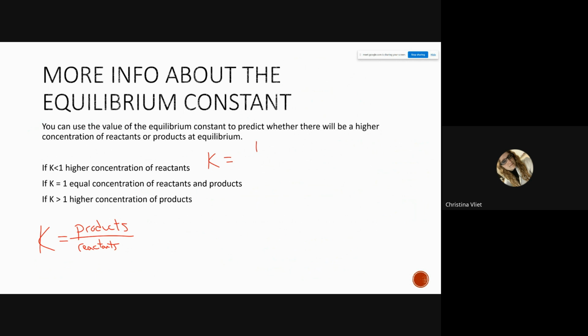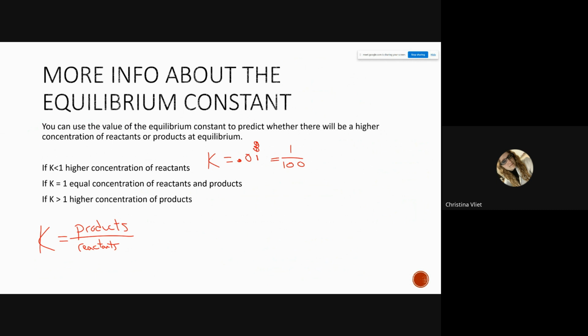Let's say we had 0.01. What is that the same thing as? Fractionally, 1 over 100. So understanding that K is products over reactants, if you see the number 0.01, this means for every one product, you have 100 reactants. Does that make sense? So anytime you see a number less than 1, this means that you have a greater amount of reactants versus products.